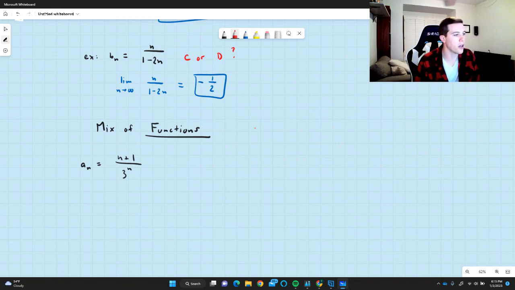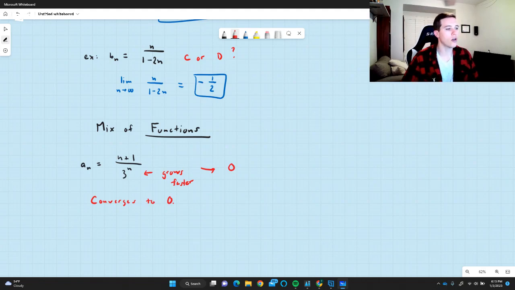Well, this is where you need to know something called the growth rate of functions and how they compare. And I've talked about this a little bit in class already, but you need to understand that, okay, the top is linear, or first degree. The bottom's exponential with a base of 3. So exponentials grow way faster than linears. So in this case, the bottom grows faster than the top. And when that happens, that means the end behavior is 0. So this is a sequence that converges to 0.